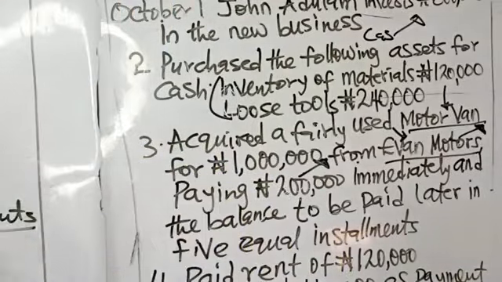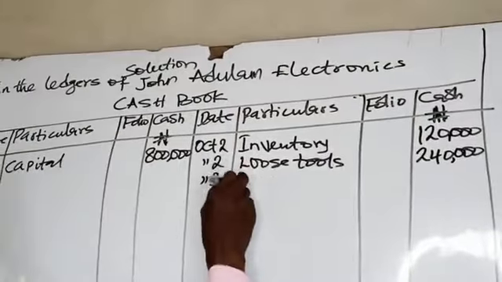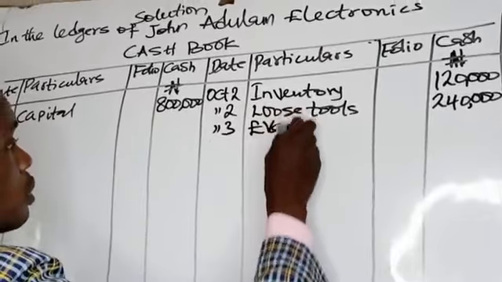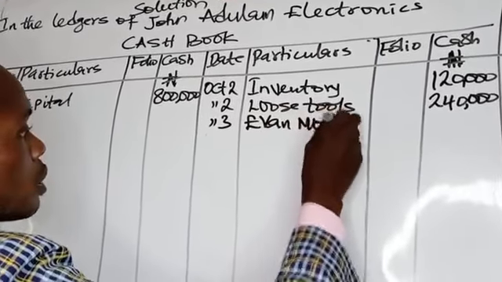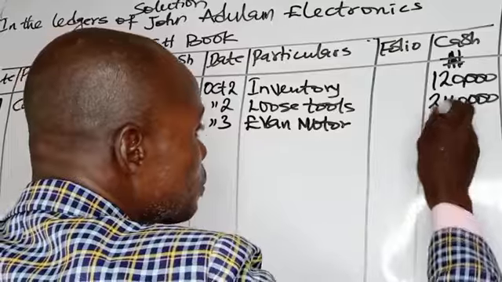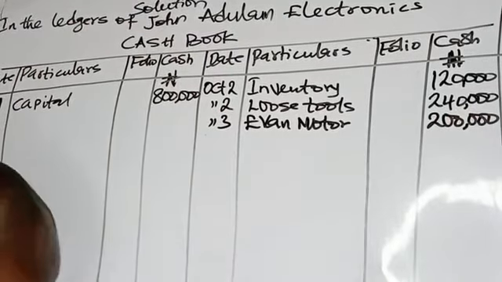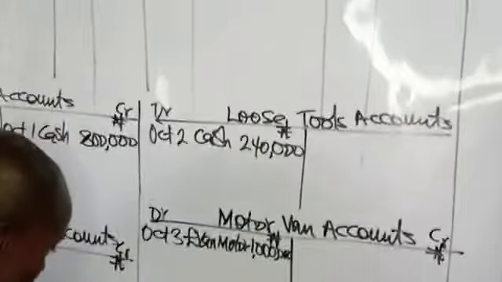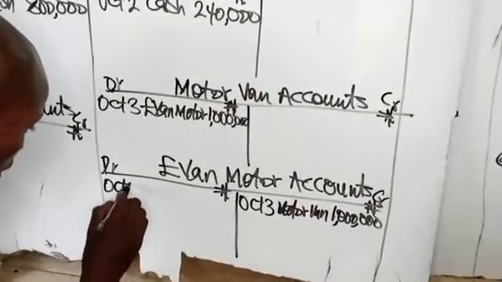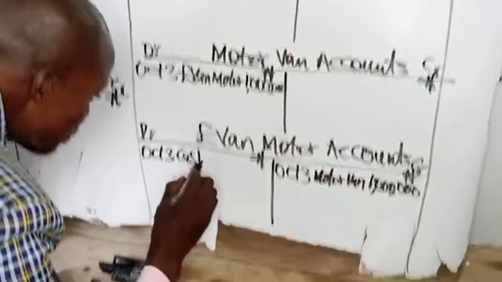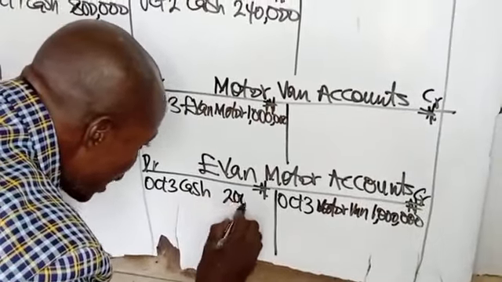So in this case, you debit the receiver, which is Evans Motor, and you credit cash with the sum of 200,000. October 3rd, we have Evans Motor, the sum of 200,000. So you debit Evans Motor, which is the receiver. October 3rd, so you have cash. The amount paid is 200,000.